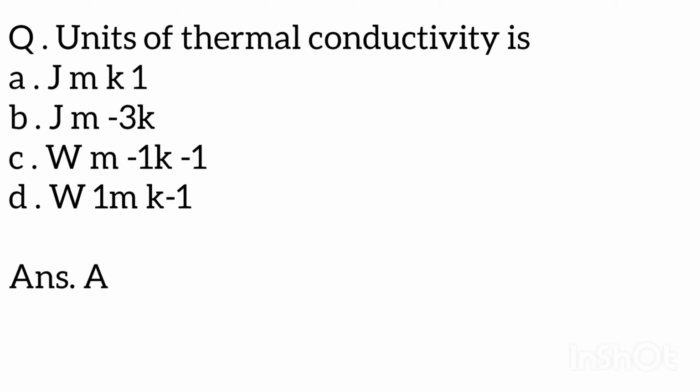Next question. Unit of thermal conductivity is option A, Jm-1K-1. Option B, Jm-3K. Option C, Wm-1K-1. Option D, W-1mK-1. So the answer of this question is option A.